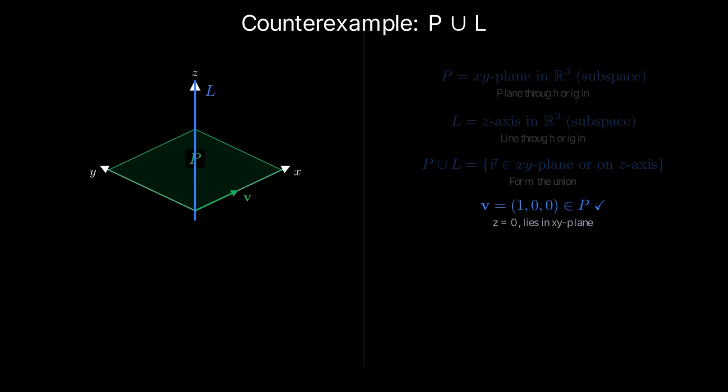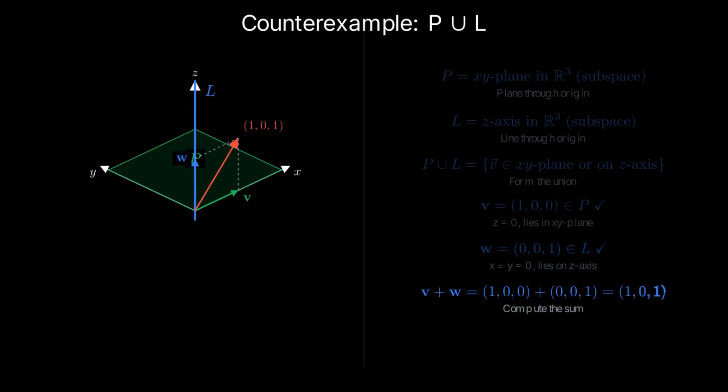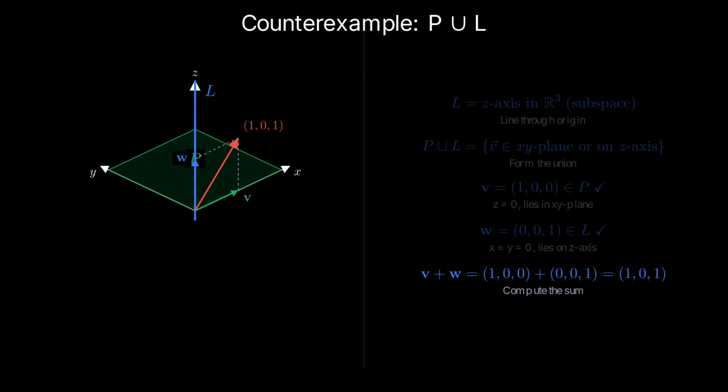Pick v equals (1, 0, 0) from P. Its z component is 0, so it lies flat in the xy plane. Pick w equals (0, 0, 1) from L. Only the z component is non-zero, so it lies along the z-axis. Now add them. v plus w equals (1, 0, 1).